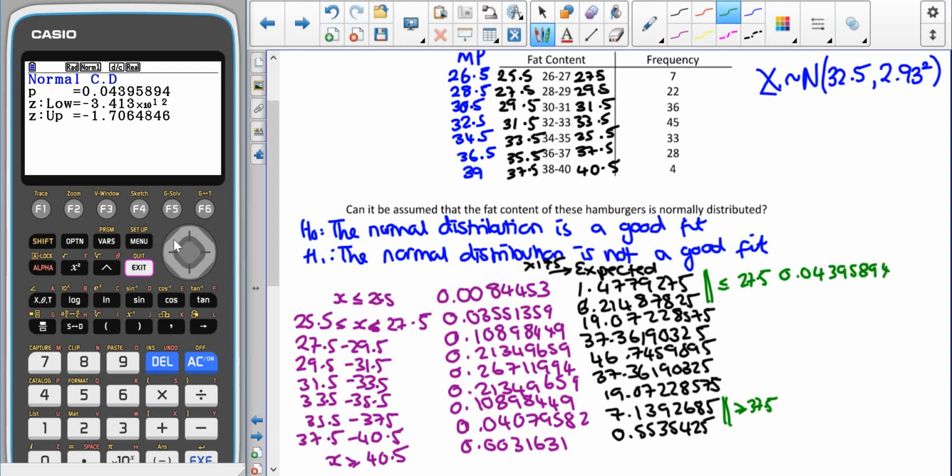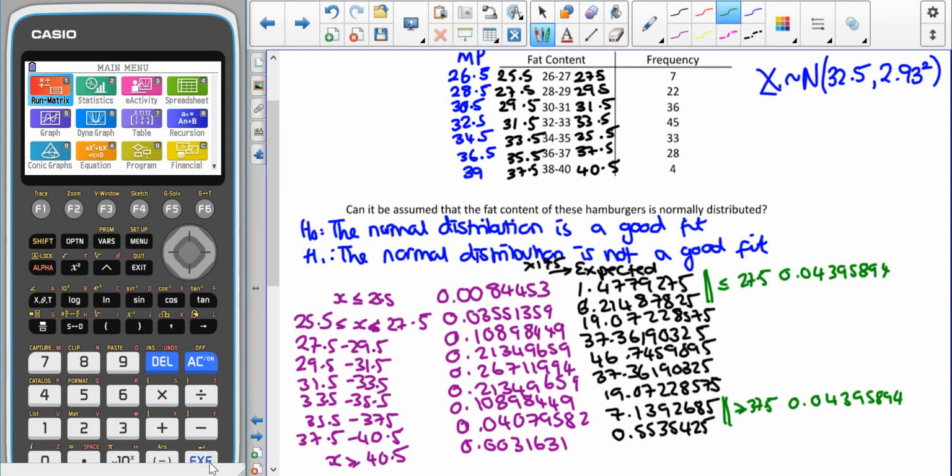0.04395894. And then for the last category, we've got from 37.5 to a really big positive number, which again gives me 0.04395894. And that's what we would be expecting, because remember we talked about the symmetry, and how because of the intervals at the end that we lost that symmetry, but because we're pooling those together we regain that symmetry. So I was expecting to end up with the same values there.